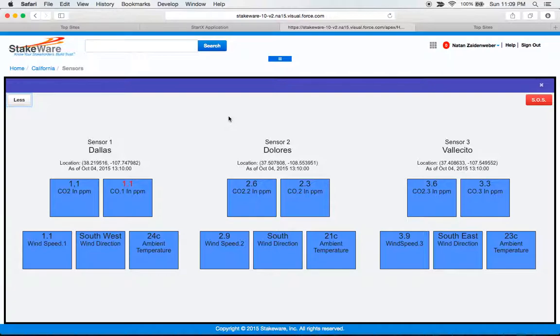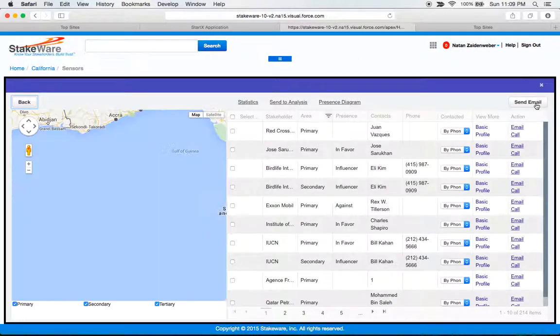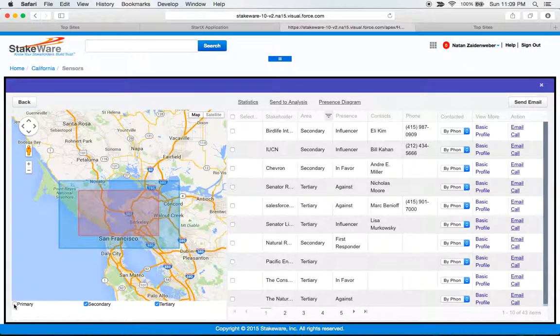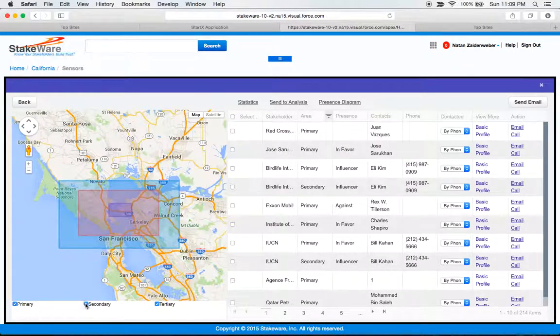And in this case, the name Dolores and Vallecito should say San Francisco and Berkeley. But basically, there's communication between these sensors, and the minute that one of those other sensors identifies that the threshold has been exceeded, it can basically trigger an emergency response mechanism. And in this mechanism, as you can see, you've already predetermined the list of stakeholders. You can organize them by level of impact, primary, secondary, or tertiary.